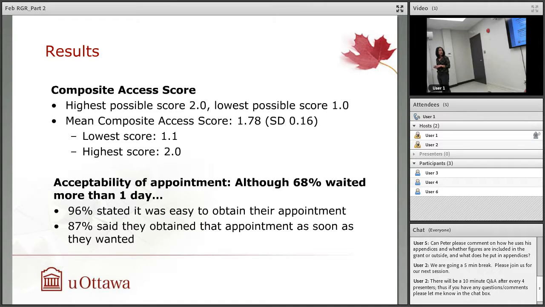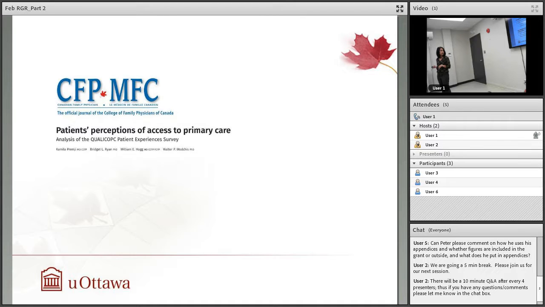And when we looked at the individual items, even though 68% waited more than a day for their appointment, the majority, 96%, said that it was easy to obtain their appointment, and also the majority, 87%, said they got their appointment as soon as they wanted to. So that highlighted for us that perhaps looking at the metric of same day, next day is a bit too narrow, and maybe the timeliness of the appointment and the acceptability of that elapsed time of the appointment date is more important to look at when we're evaluating access to primary care.